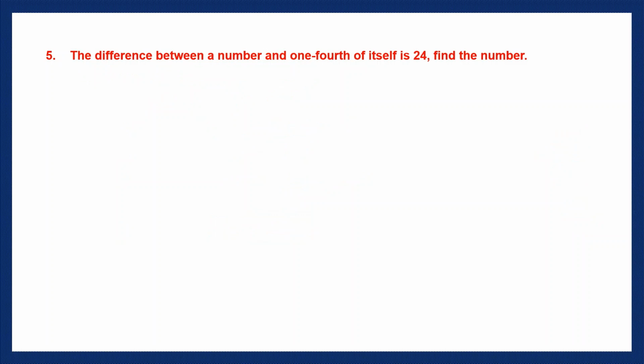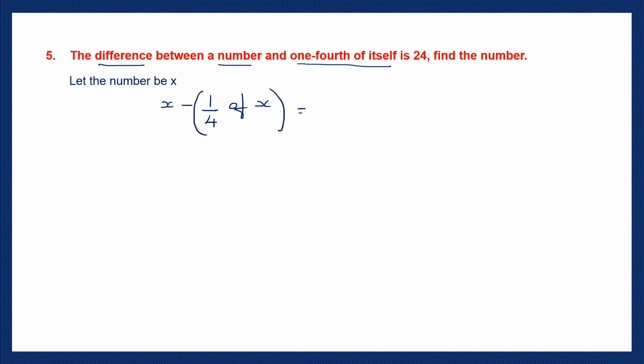Question 5. The difference between a number and 1/4 of itself is 24. Find the number. So again, let the number be x. Now the difference means subtraction between the number and 1/4 of itself. So the number will be x. 1/4 of itself will be 1 by 4. So difference means minus. So 1 by 4 of x. x minus 1 by 4 of x together is equal to 24.